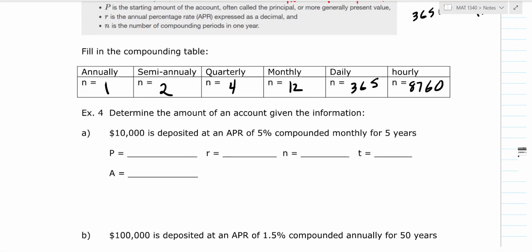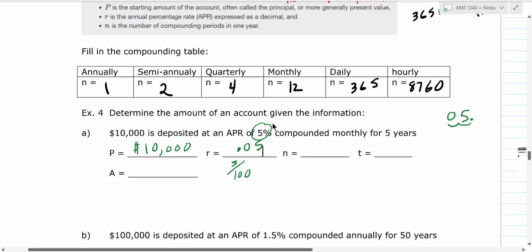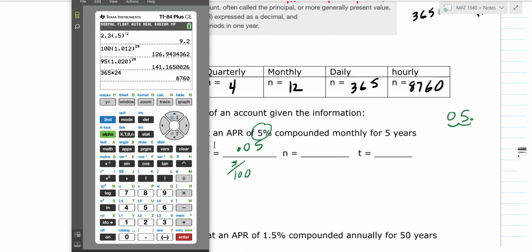Okay, so we're just going to write down in each scenario what we have. We're depositing $10,000. That means that will be your principal. The rate is 5%. Now, what you always do on this is you divide that by 100, or you just move the decimal to the left two. So if you have 5, you move that over to get 0.05. You always do that if you're using the compound interest formula, because a percent is out of 100.